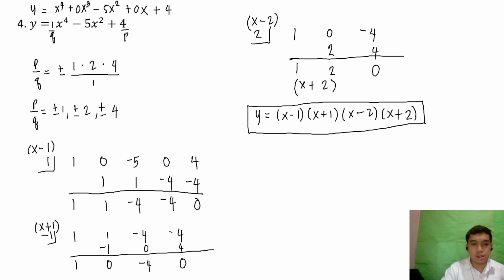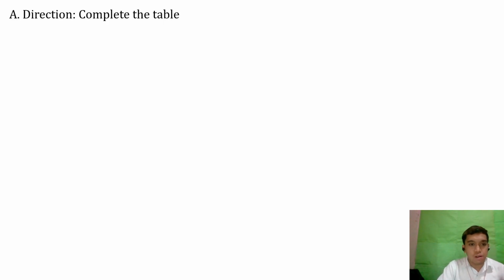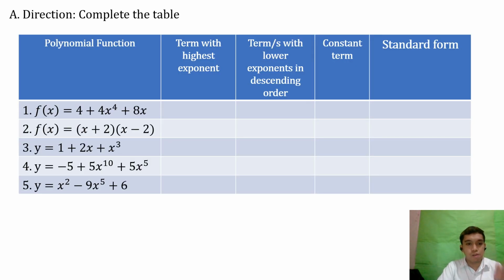So do you have any question in our lesson? If none, let's proceed to our activity. Okay, so letter A, first part of our activity, complete the table. So in the first column, we have the polynomial function. In the second column, the term. Isulat ninyo yung term with highest exponent. So yung pinaka malaki ang exponent. Then, in the third column is yung terms with lower exponent in descending order. Then, yung constant term natin. Tapos, isulat mo na rin ang kanyang standard form. Okay? So, yun yung sa letter A.